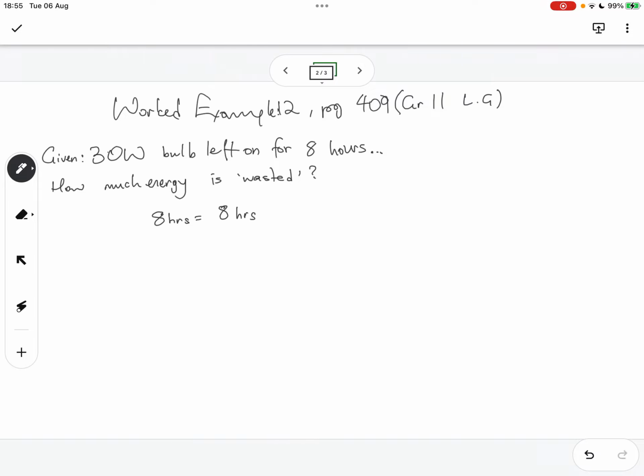It's 8 hours times 60 minutes. Eight hours, 60 minutes per hour, and 60 seconds per minute. So this will cancel that, that will cancel that. And then we've got 8 times 60 times 60 seconds.